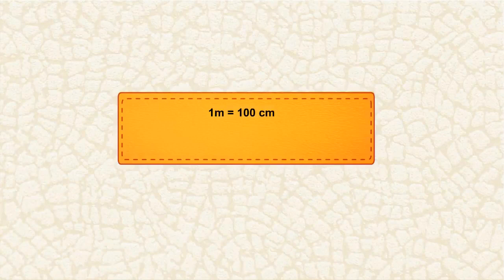1 meter is equal to 100 centimeter. 1 meter is equal to 1000 millimeter. 1 kilometer is equal to 1000 meter.